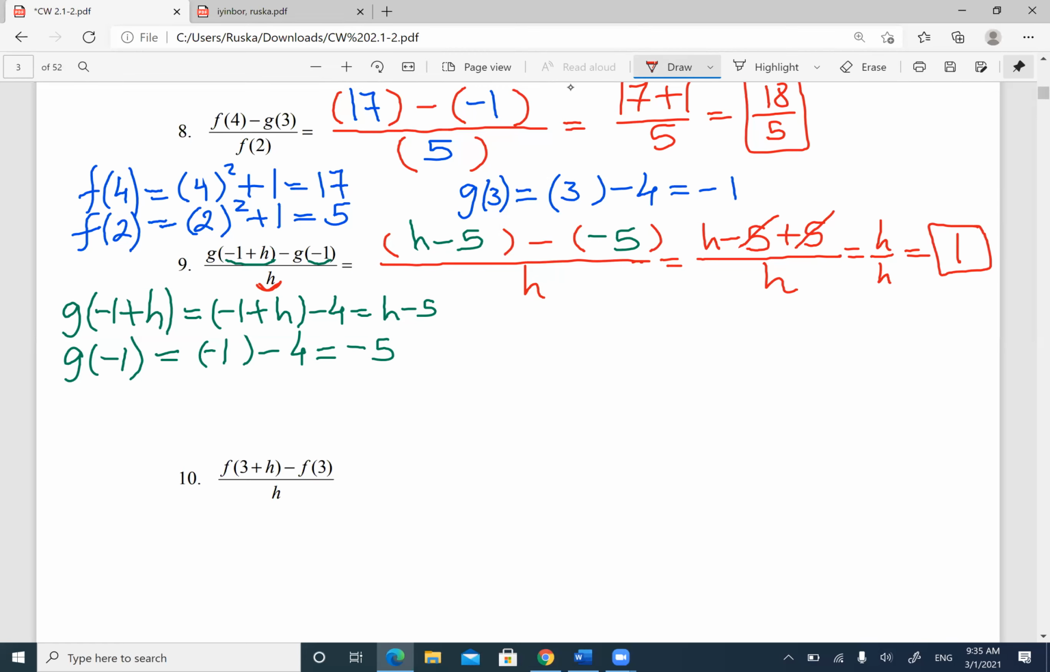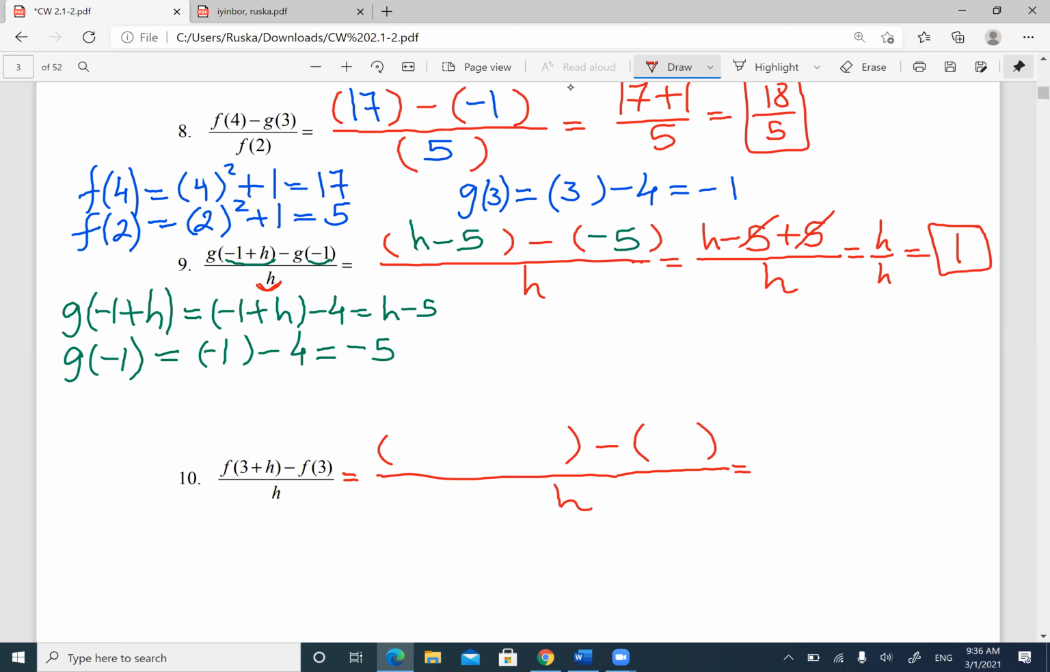So here we have f, so we're going to use the function f instead of g, and it's f of 3 plus h, minus a number, because I'm going to plug 3 into f, everything over h. So this is what you have to simplify. So let's go ahead and do that.